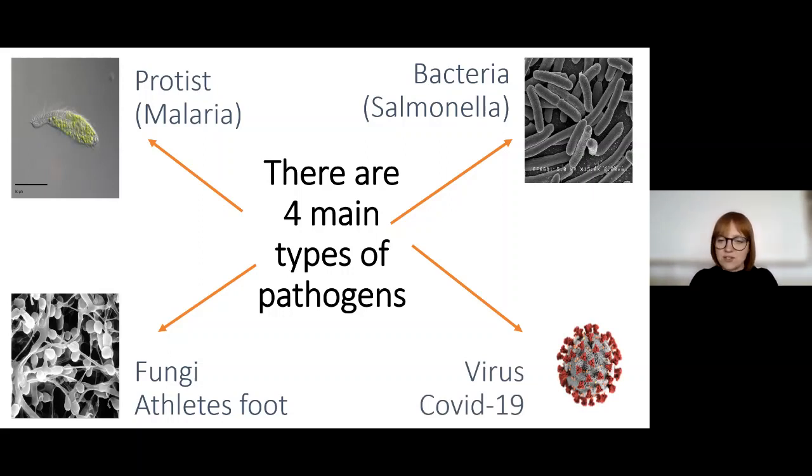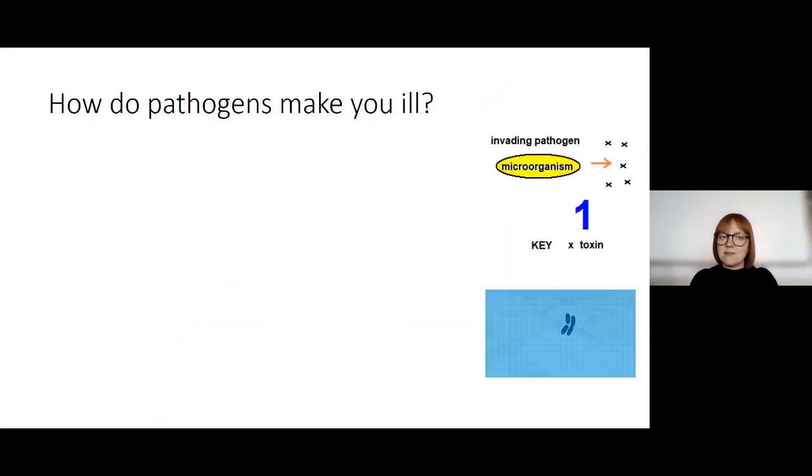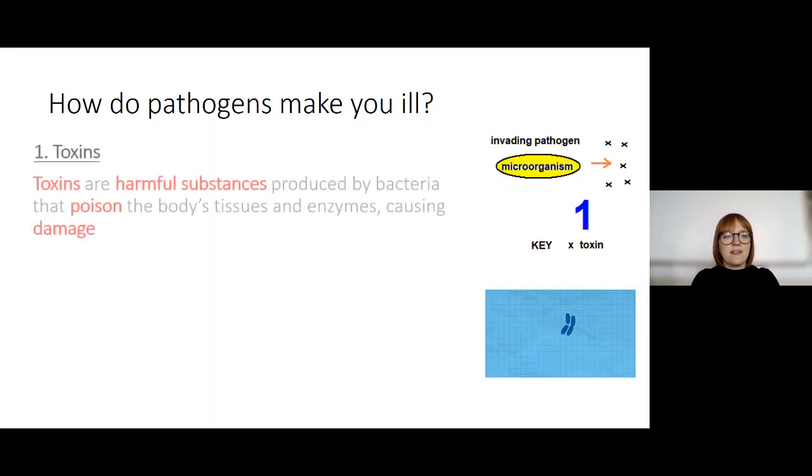Obviously, we've been exposed to a virus quite a lot in the last 2 years, and an example there is COVID-19. So how do pathogens actually make us ill? There are 2 ways that pathogens make you ill. The first one is that they release toxins. Now, toxins are a poison that can cause damage to the body. Toxins are harmful substances produced by bacteria or other pathogens that can poison body tissues and enzymes, causing damage.